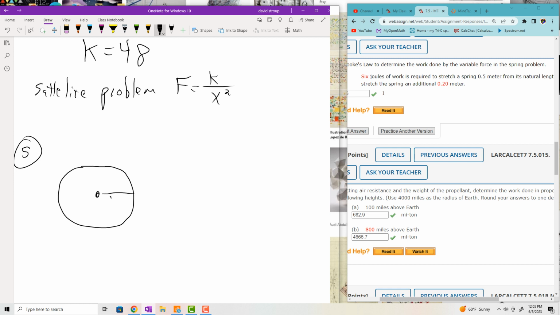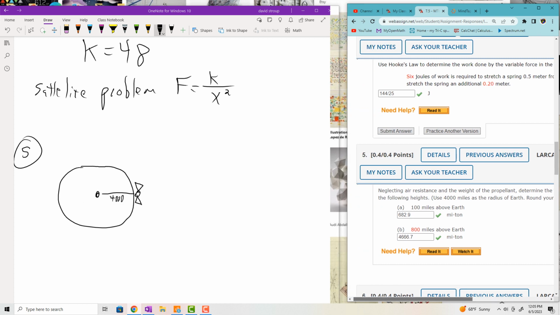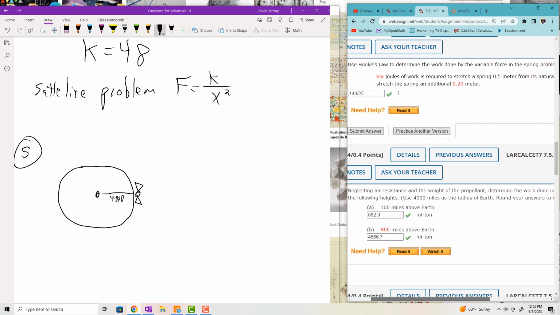Okay, so there's this radius of the Earth, which we presume is 4,000 miles, and then the satellite, which I'll visualize as kind of looking like a TIE fighter from Star Wars, is sitting on the planet, okay? And then use the weight of the satellite as the initial force. So it's a 7-ton satellite. Our formula, F equals K all over X squared.